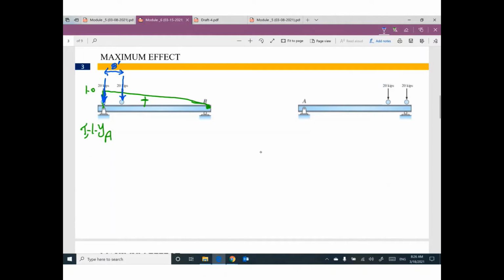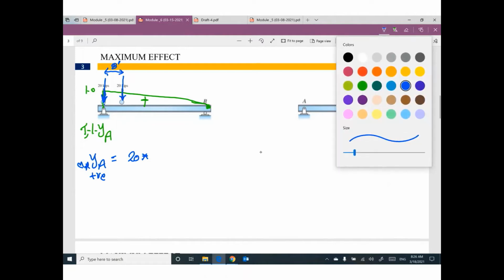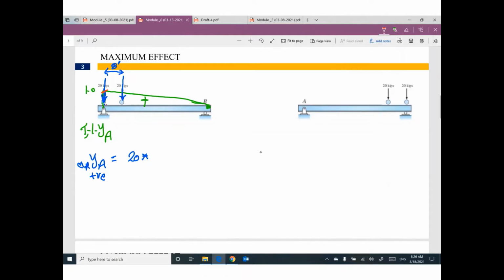So the maximum positive value for YA will be 20 kip times this value of the diagram, 1, plus 20 kip, the second wheel, times this value of the diagram. Do you know what is the value here? This distance is 8. So the remaining distance will be 32 because the total distance is 40. Can you make triangle similarity?